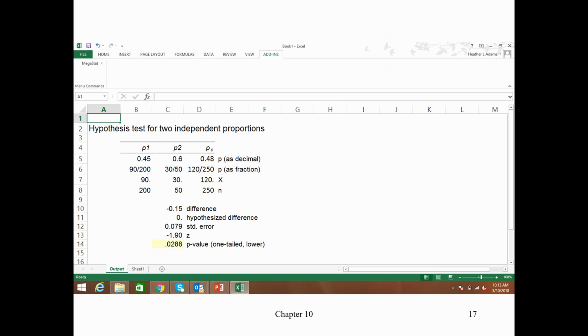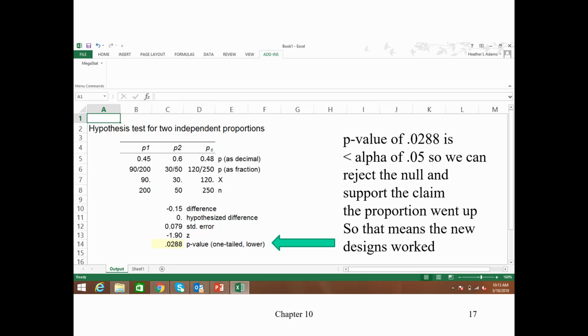Here's what we get for the output in Megastat. You'll notice the p-value is 0.0288, and the other information there, the 0.45 for the first group, the 0.6 for the second group. So the p-value is less than 0.05, which is our alpha, so we can reject the null and support the claim. So basically the proportion did go up, so that means that the new designs worked. The before was significantly less, the 0.45 was significantly less than the 0.6.